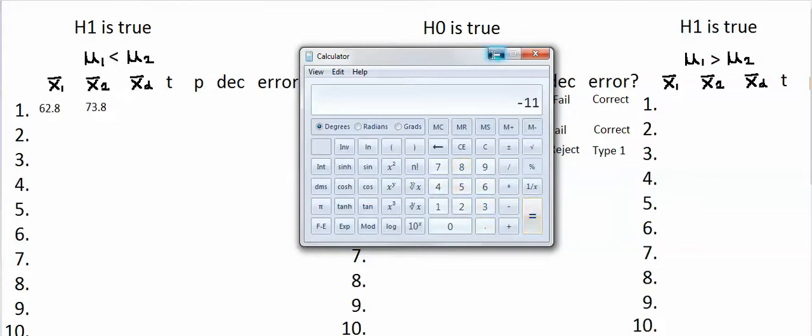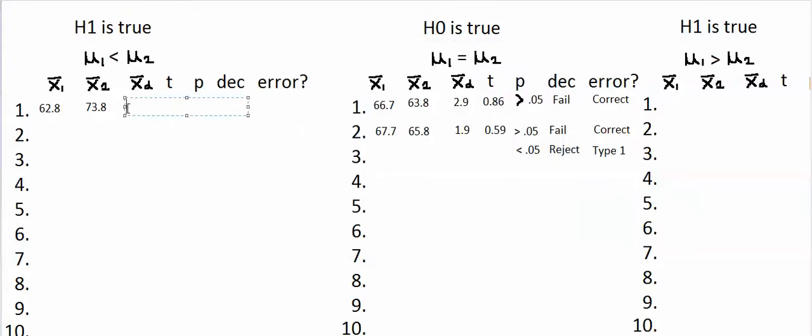The difference is negative 11, which is a pretty big difference between sample means. If this population mean is 65, most of these sample means should be near 65. If this population mean is 75, most of these sample means should be near 75, which means that usually this sample mean is going to be lower than this sample mean, because if this population mean is higher than this population mean, this sample mean will usually be lower than this sample mean.